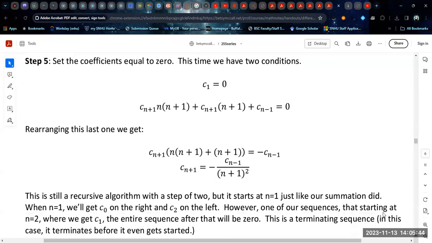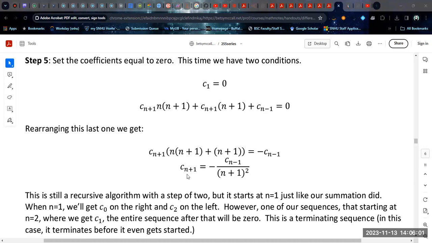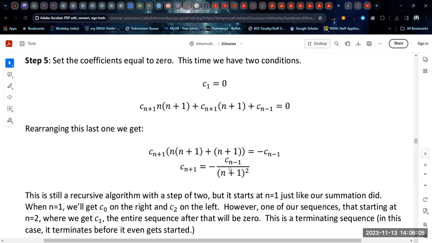So I set my coefficients equal to 0. That means C1 is 0 because it's out there by itself. And also that all of these have to be 0. Again, we want them to be 0 for any value of x, so it's the coefficients that have to work together. And then we can get Cn plus 1, if we do some algebra, to be solved in terms of Cn minus 1.